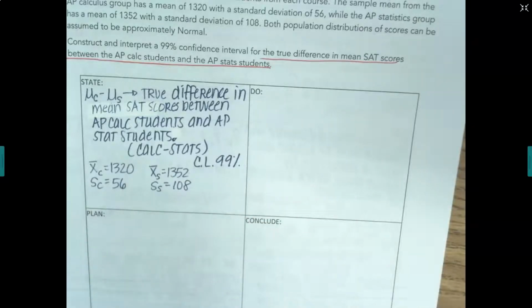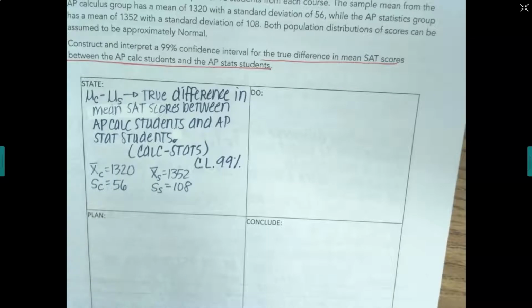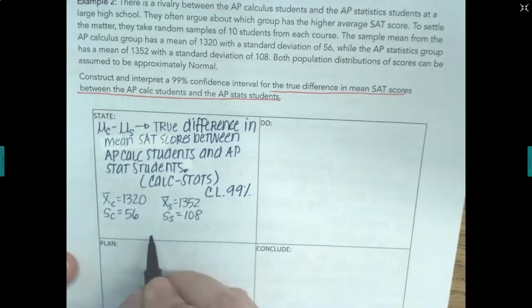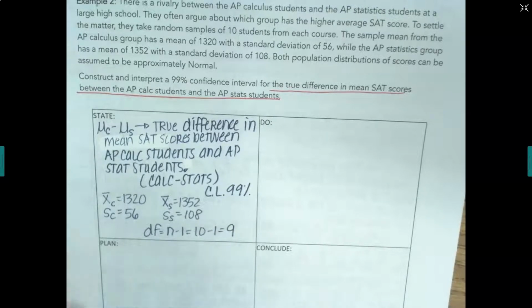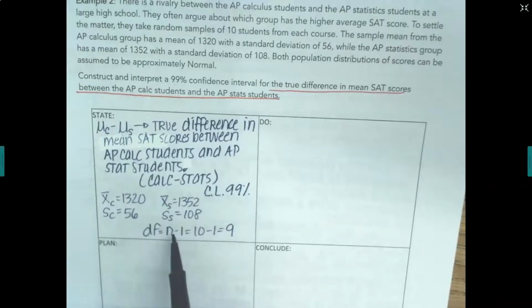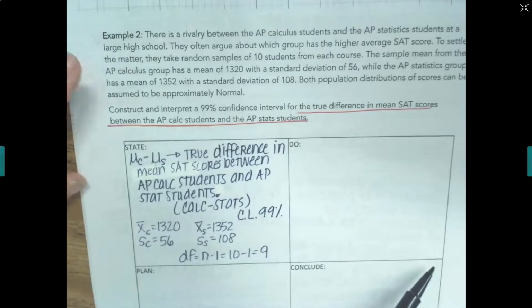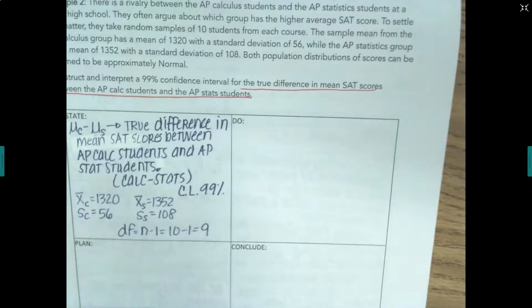108. Okay, this is a means problem, so that means we have to have a degree of freedom. When you have two different groups, you're going to use the smaller sample size for your degree of freedom. These sample sizes are both the same, so my degree of freedom, which is n minus 1, would be 10 minus 1, which is 9. Now, so there's our state. We have our parameter, we have our confidence level. The rest doesn't have to be in there. It's just good to have all of your information. If nothing else, you could have written it out in the margins so you had it available for you.